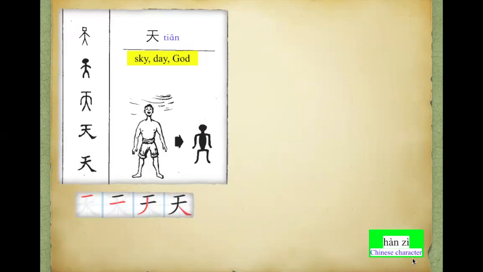This is 汉字天, which means sky, day, or God. So this is a person. Above his head, there's sky. So the original meaning is sky. Every day we can see the sky above us. And God lives in the sky.